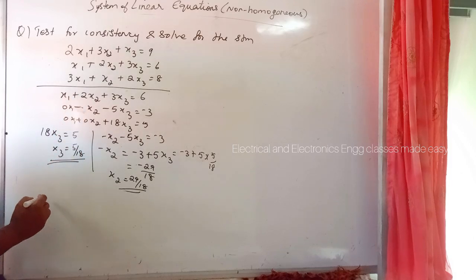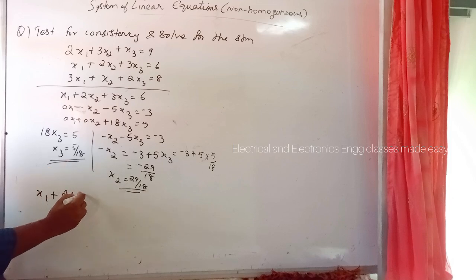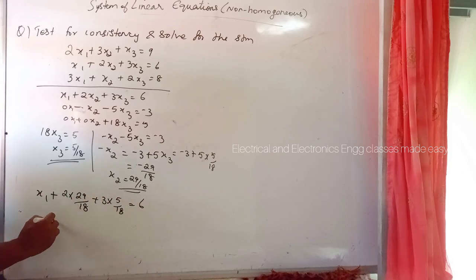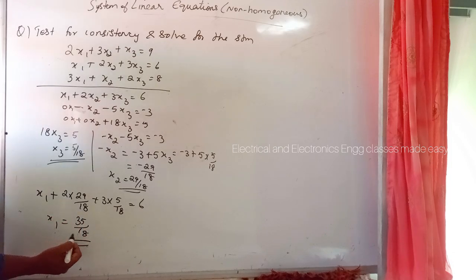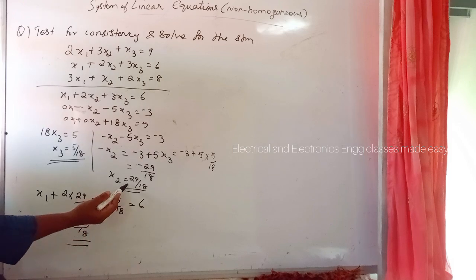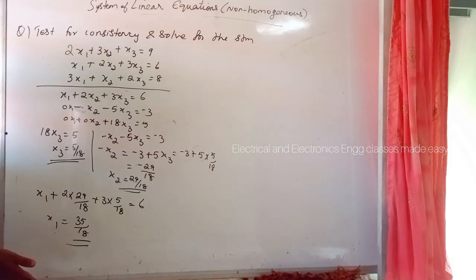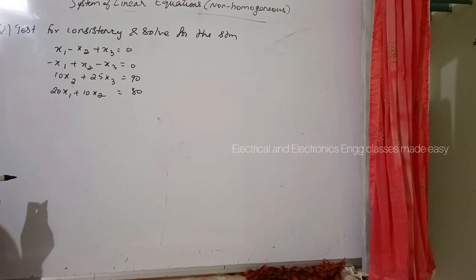Then we can take the first equation. From the first equation we can write x1 plus 2 into x2, where x2 is 29 divided by 18, plus 3 into x3, where x3 is 5 by 18, equal to 6. From this x1 is equal to 35 divided by 18. So, the solutions are x1 is equal to 35 by 18, x2 is equal to 29 divided by 18 and x3 is equal to 5 by 18. In this way we are solving linear equations. Let us do another example.